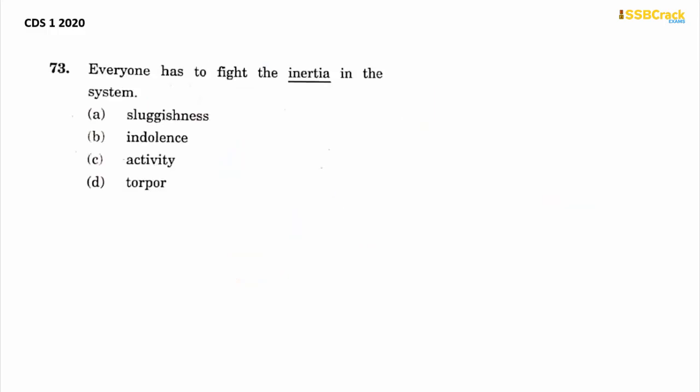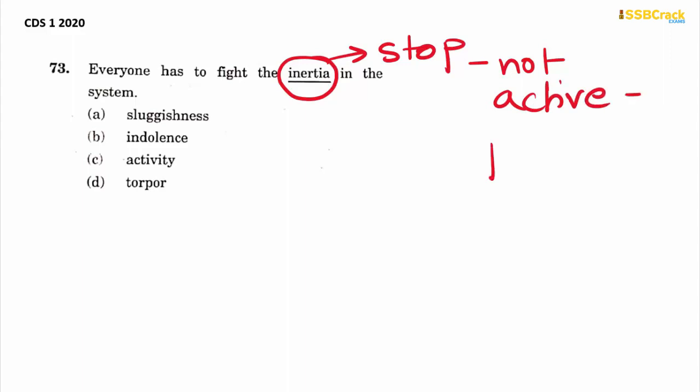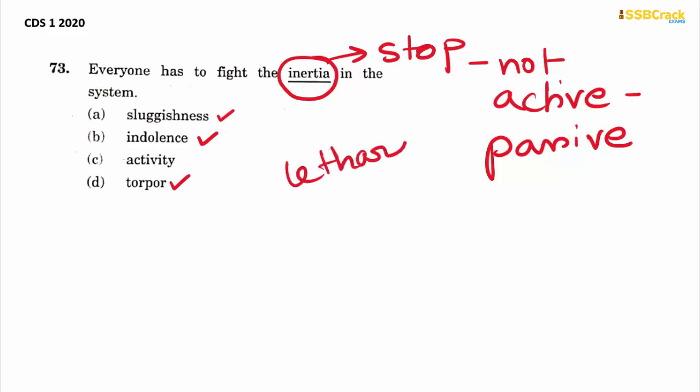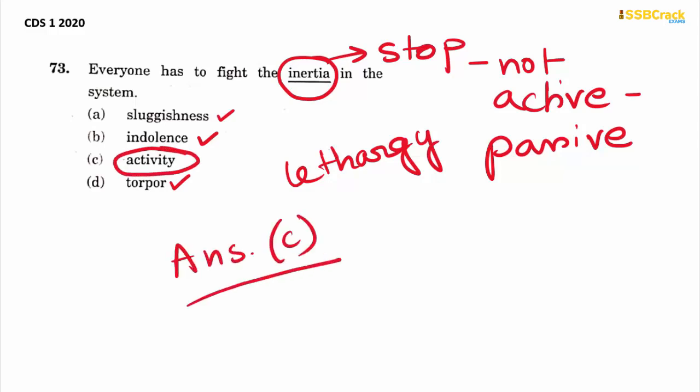Everyone has to fight the inertia in the system. The word inertia means when you are at a stop. That means when you are not active, when you are in a passive mode, you are stagnant. So here sluggishness, indolence and torpor mean lethargy or inactivity, which are all the synonyms of inertia. You need to find out the antonym, the opposite of inertia, which is activity. Therefore, your answer here will be option C.